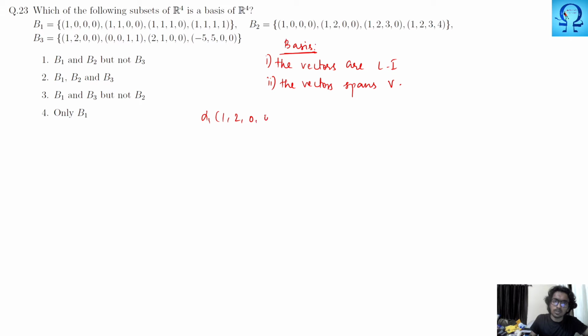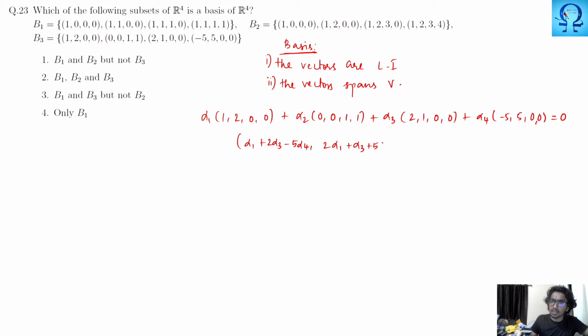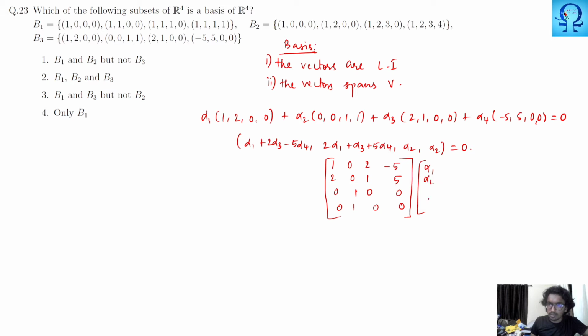Alpha 1 of (1, 2, 0, 0) plus alpha 2 of (0, 0, 1, 1) plus alpha 3 of (2, 1, 0, 0) plus alpha 4 of (-5, 5, 0, 0) equals 0. This is alpha 1 plus 2 alpha 3 minus 5 alpha 4, comma 2 alpha 1 plus alpha 3 plus 5 alpha 4, then alpha 2, comma alpha 2, equated to 0. In matrix form we get the rows 1 0 2 -5, 2 0 1 5, 0 1 0 0, 0 1 0 0, multiplied by alpha 1, alpha 2, alpha 3 and alpha 4, equated to 0.